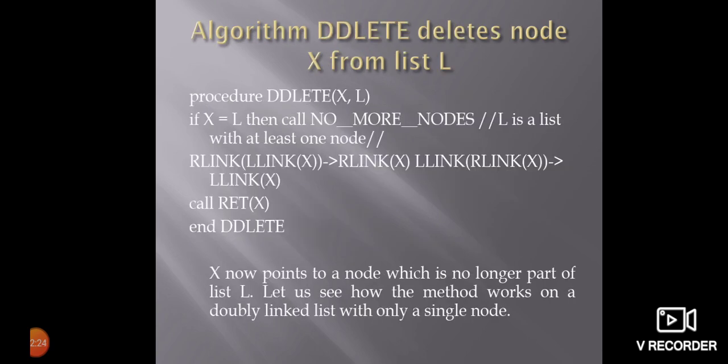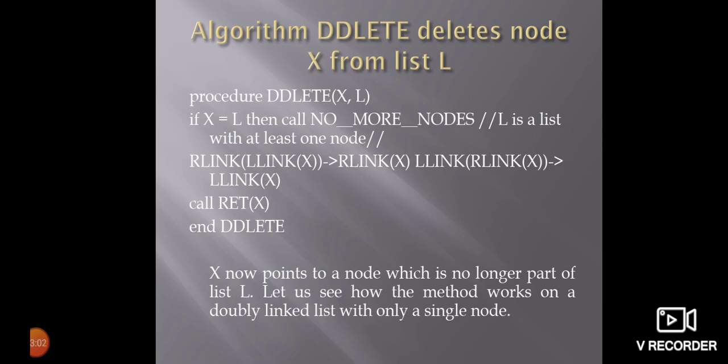Then you're going for the algorithm. How will you delete a particular node from a doubly linked list? You have to know this algorithm to delete a node from the doubly linked list. You're having the procedure here. D stands for doubly linked list delete. You'll be having X and L. X stands for the node which you're going to delete, and L is the starting address of the linked list. You're having a specific linked list. The starting address is L, and X is the address of the node which you are going to delete.